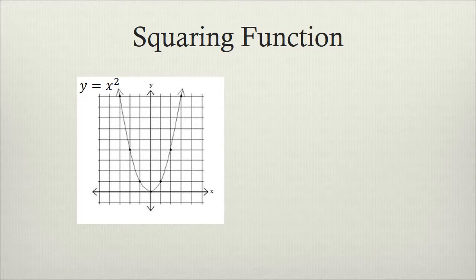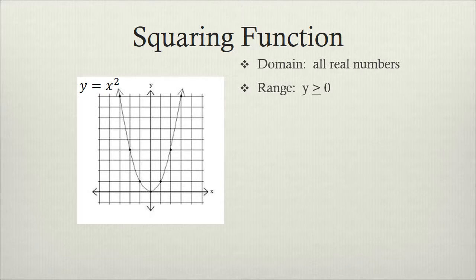Now we have the squaring function. The most simple squaring function is y equals x squared, and you see it pictured here. The domain is all real numbers. We've seen this before. The range is y is greater than or equal to 0. You don't see any y values being used below that. So the range is y is greater than or equal to 0.